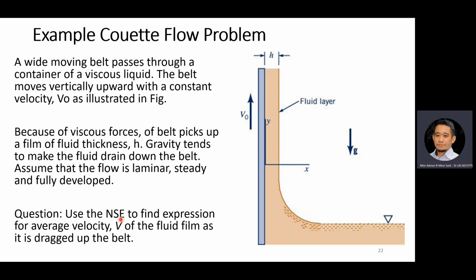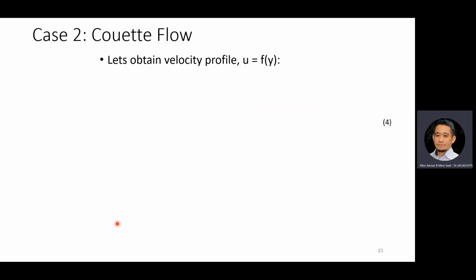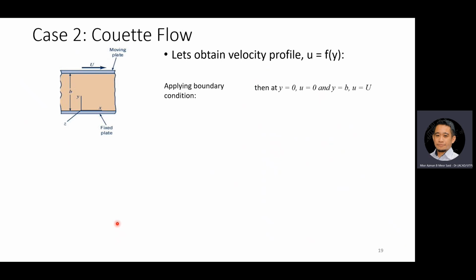So the question: use the Navier-Stokes equation to find an expression for the average velocity V of the fluid film as it is dragged up by the belt. So we are asked to find the average velocity of the fluid film as it is dragged up the belt. We have to use the Navier-Stokes equation to find the velocity of the fluid. So we look back, what is the formula for the average velocity?